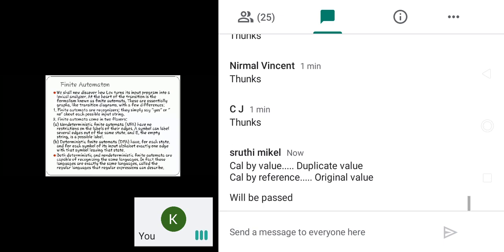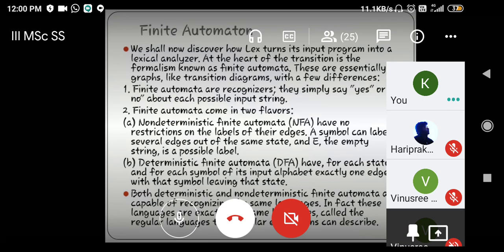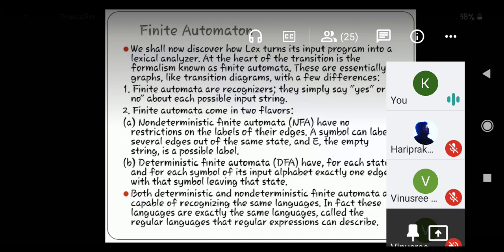Duplicate value. In call by reference, the original value will be passed. Very good. And then any other answers? Any one difference between call by value and call by reference.